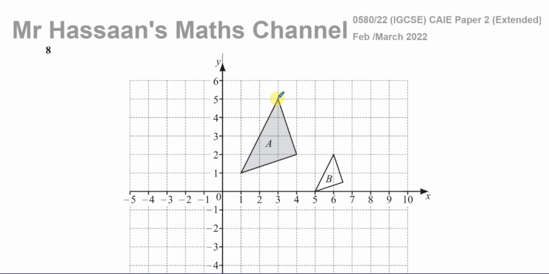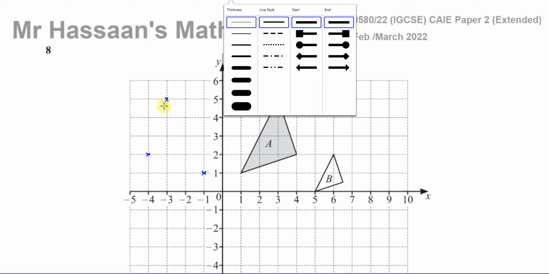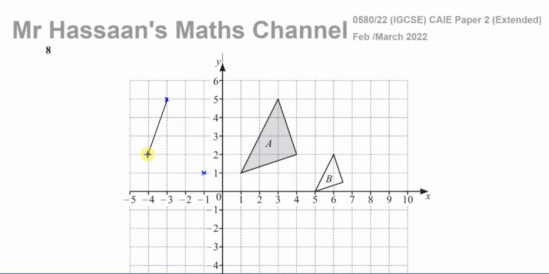So the perpendicular distance of this point from the line is 3 units to the right, so its reflection will be 3 units to the left. So it's going to be at this point here. This point is 1 unit to the right, so it's going to be 1 unit to the left, and this point is 4 units to the right, so it's going to be 4 units to the left. When I join these 3 points together with a straight line, I will have my reflection.